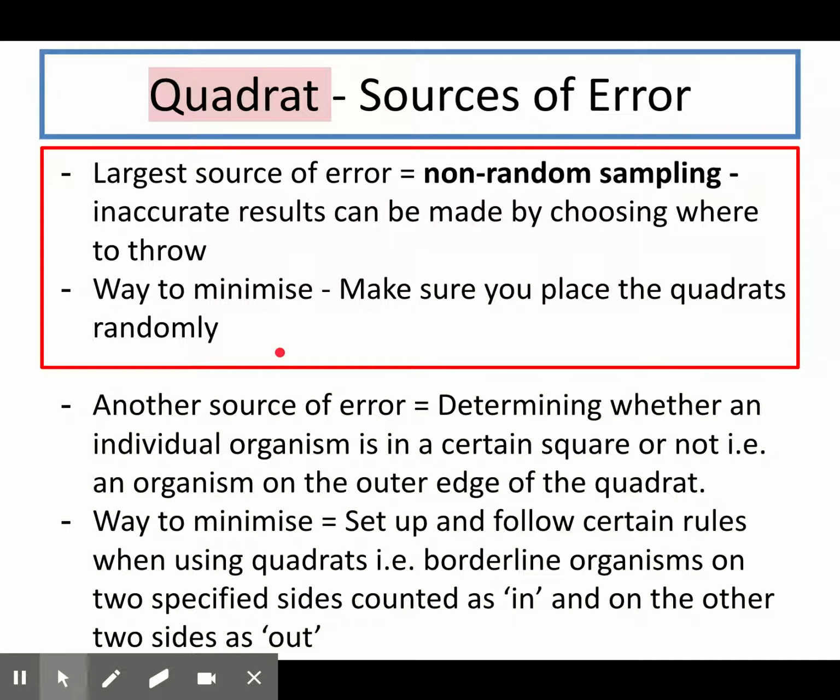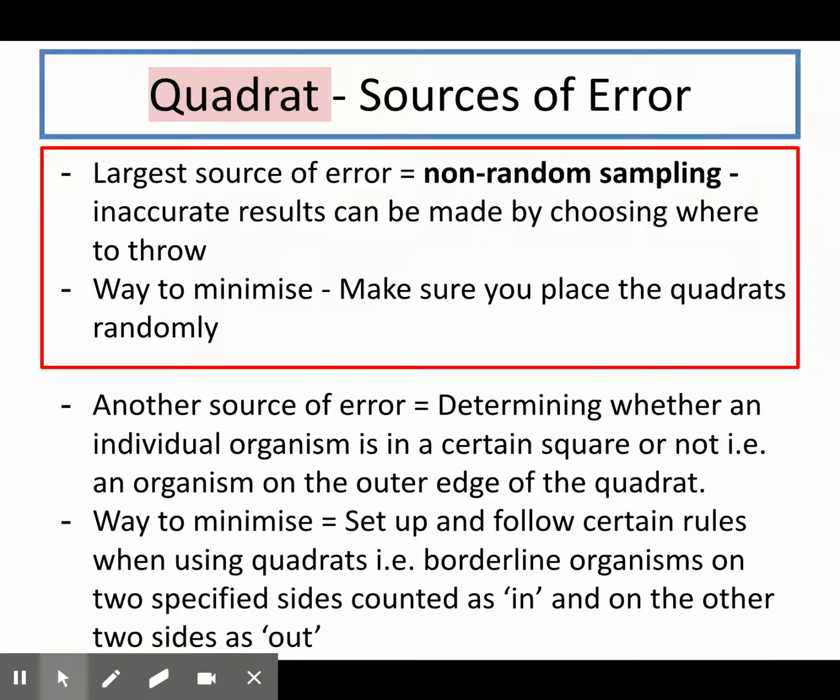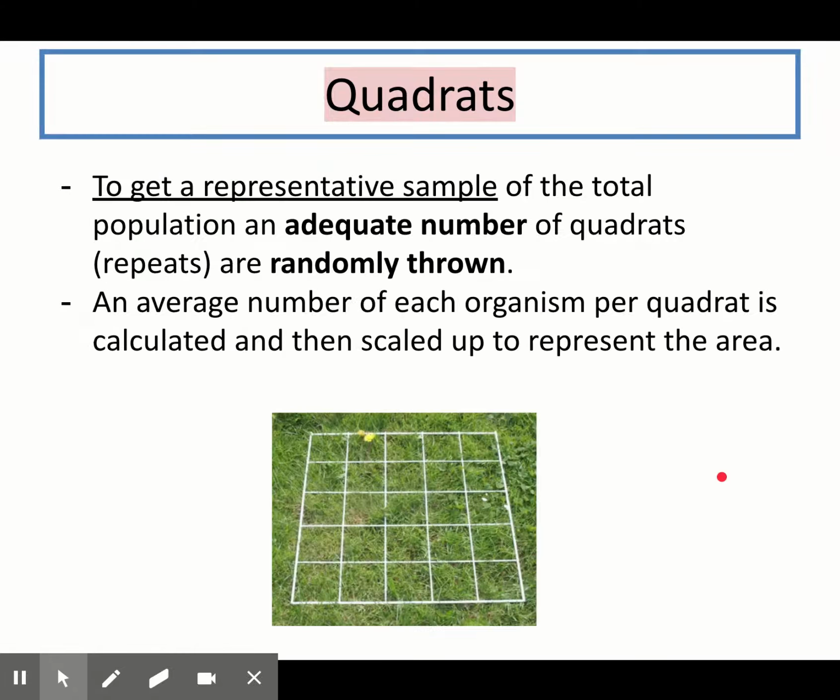Another source of error, but I wouldn't go for this one if you have the option. If you have the option, I would talk about the previous one. But another source of error is whether an individual organism is in a certain square or not, so whether you count it or not. For example, an organism on the outer edge of the quadrat, do you count that or do you not? So again, if I go back and show you here, in this picture there's a dandelion that's right on the edge there. So essentially, do I count that in this box or do I not?